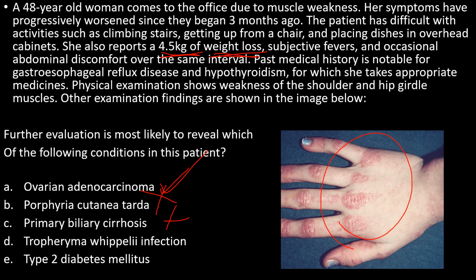Next, the Whipple infection, Tropheryma. Whipple infection, also known as Whipple disease, typically presents with arthritis, diarrhea, and fever. Patients may develop hyperpigmentation, but otherwise skin and muscle symptoms are not prominent. Hence, it is not the answer.